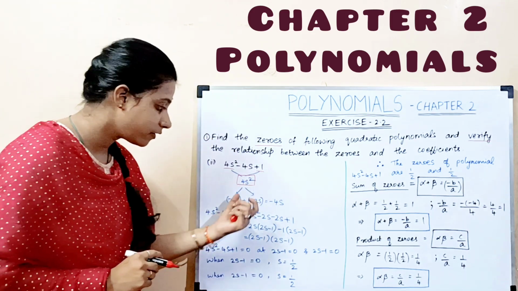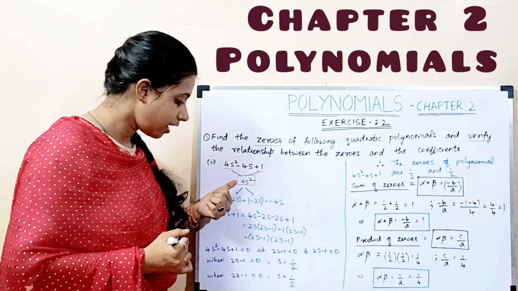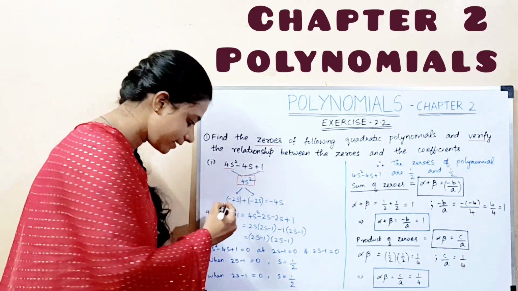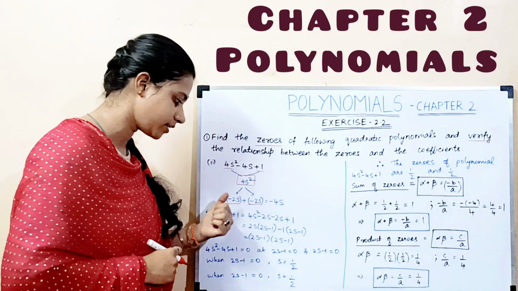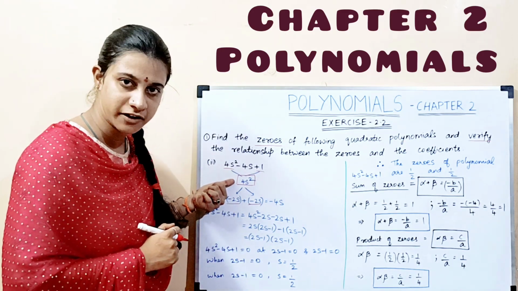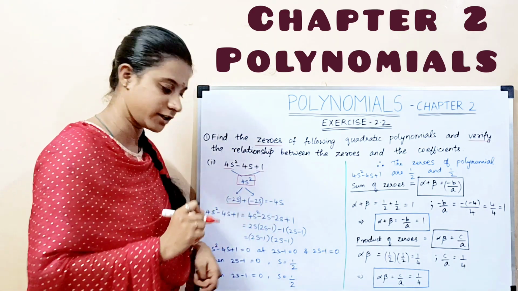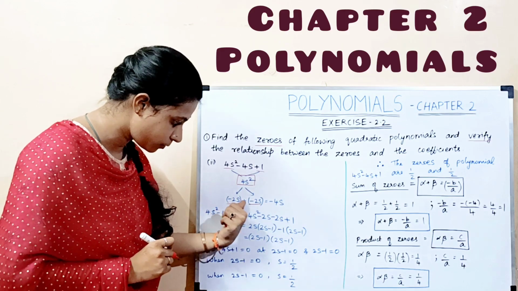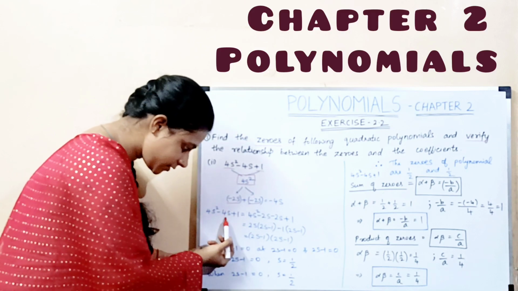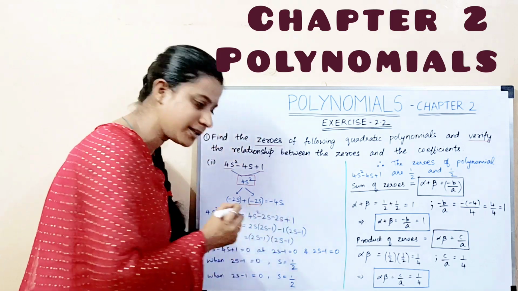Now we will split the middle term in such a way that on multiplying we get this very term, and on addition we get the middle term. So we can split it as minus 2s and minus 2s, because minus 2s into minus 2s will give 4s square, and minus 2s plus minus 2s will give minus 4s. Now we will substitute minus 2s and minus 2s in place of minus 4s. See, 4s square minus 4s plus 1 is equal to 4s square minus 2s minus 2s plus 1.